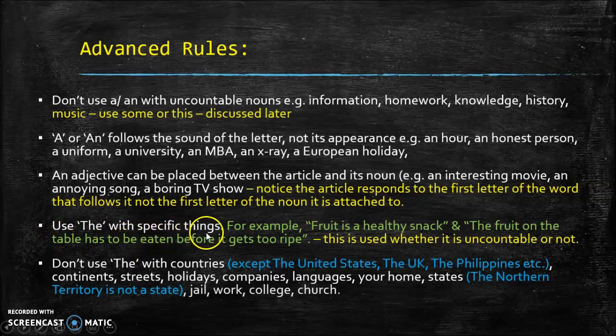Use "the" with specific things. For example, fruit is a healthy snack. We're talking about fruit in general, but the fruit on the table has to be eaten. We're talking about specific fruit, the fruit that's on the table. And this can be used whether the noun is uncountable or not. So usually when we talk about fruit, we don't count it, but when we're talking about specific fruit, we use "the".